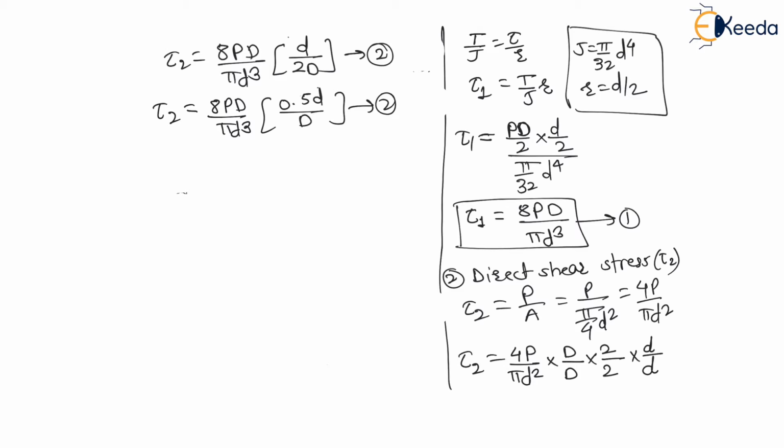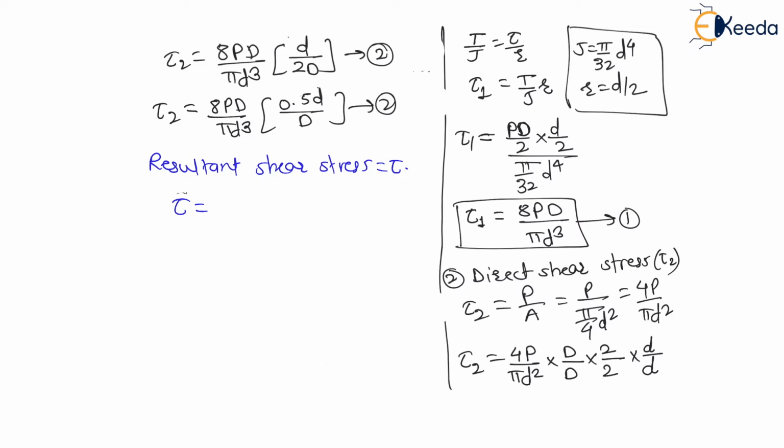This is the second equation. Now, my dear students, the same element is subjected to torsional shear stress as well as direct shear stress. Therefore, we can say it is subjected to resultant shear stress, which is of magnitude equal to tau. And let us find this resultant shear stress.